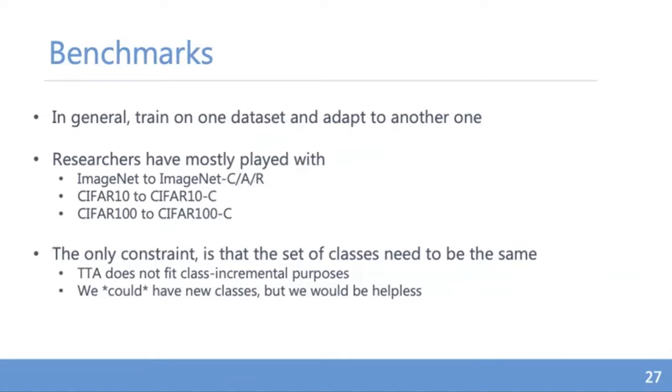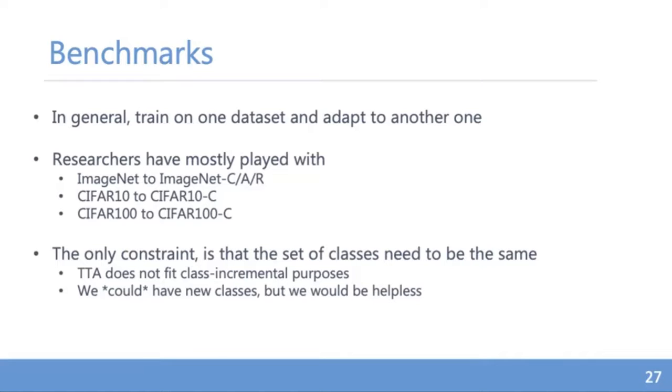So benchmarks: in general, you can apply test-time adaptation wherever you like, right? But what people are doing is taking data sets from the model robustness literature. So you train on one data set and you adapt on a corrupted version of this data set, like you train on ImageNet and you adapt to ImageNet-C, or you take a data set separated by a domain gap, like ImageNet-A and ImageNet-R, which are versions of ImageNet. By version of ImageNet, I mean the same 1000 classes, but gathered using different sampling strategies.